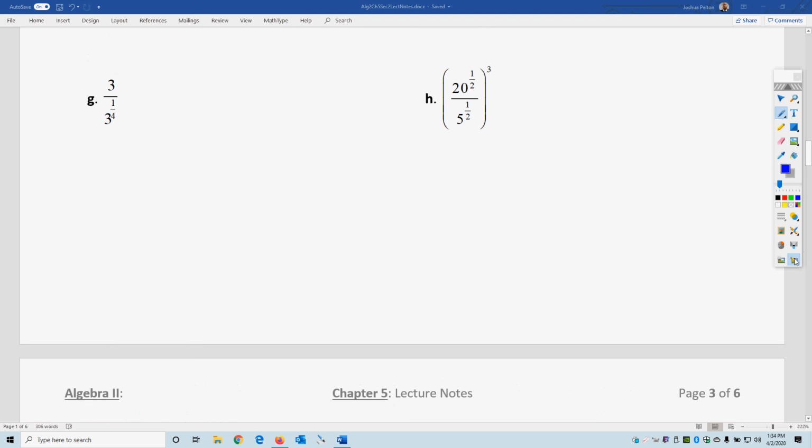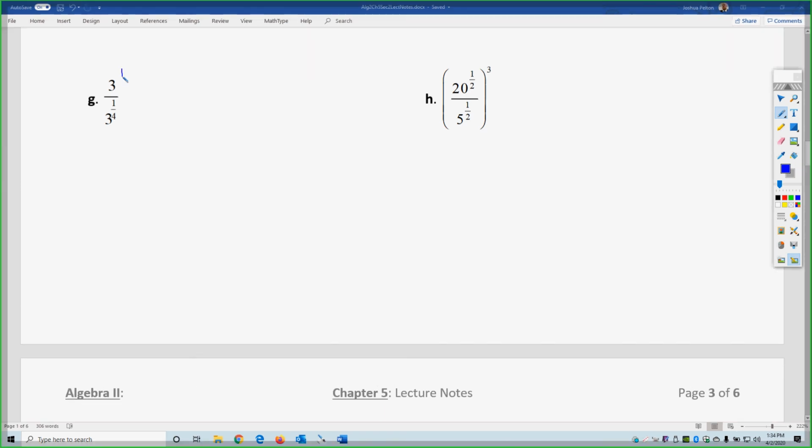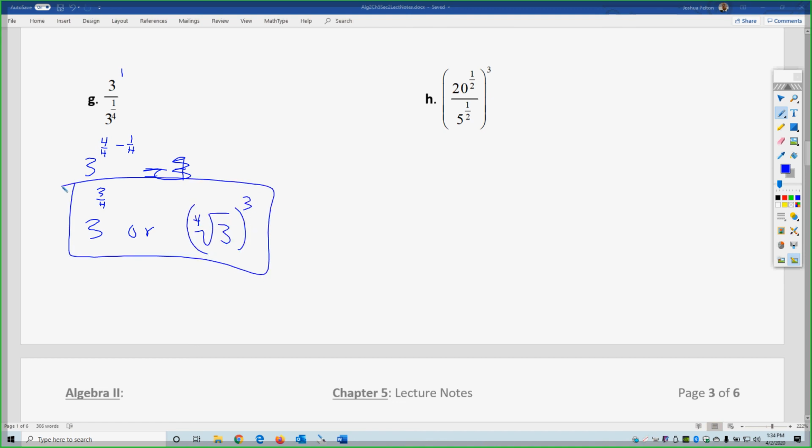All right, for G, there doesn't seem to be an exponent, thus there must be the 1 placeholder. So that's 3 to the 4/4 minus 1/4, because quotient rule is subtract. So that's 3 to the 3/4, or the 4th root of 3 to the 3rd power. Either is sufficient.